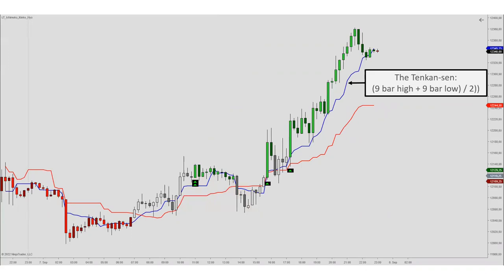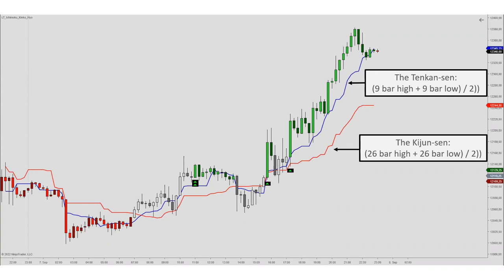So we'll start with the Tenkan Sen, which follows price the closest. So you have a 9-period high, adding a 9-period low, dividing that by 2. And that is actually the same as the Donchian channel midline if you apply it to a 9-bar period. And the red plot here is the Kijun Sen, which applies the same formula on a 26 period. So 26-period high, low, and divided by 2, again corresponding to the Donchian channel midline if you apply it to the same 26-bar lookback.